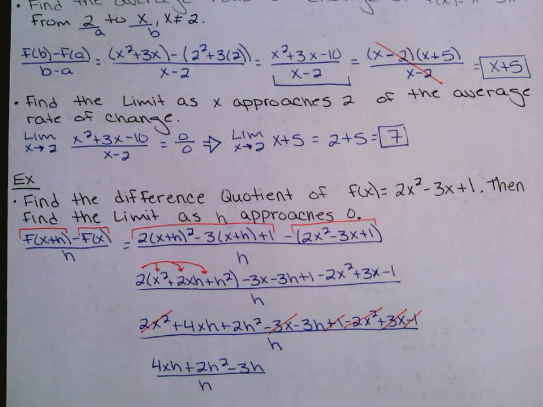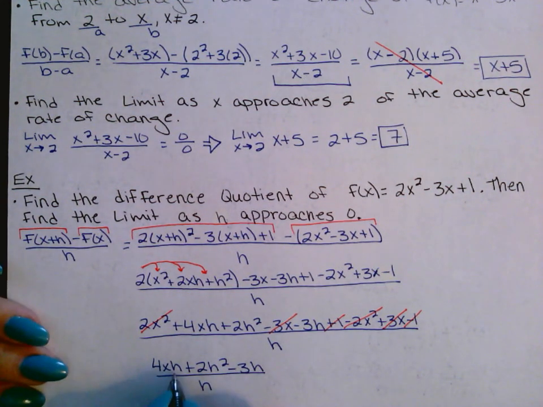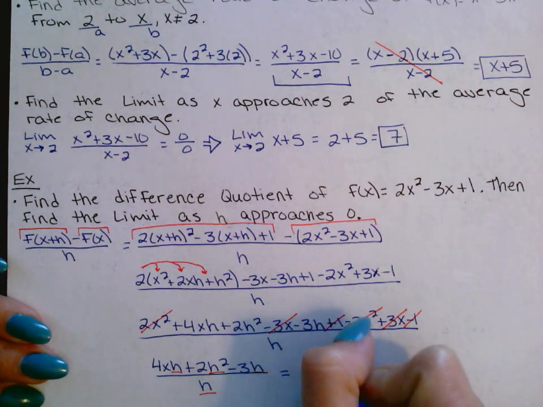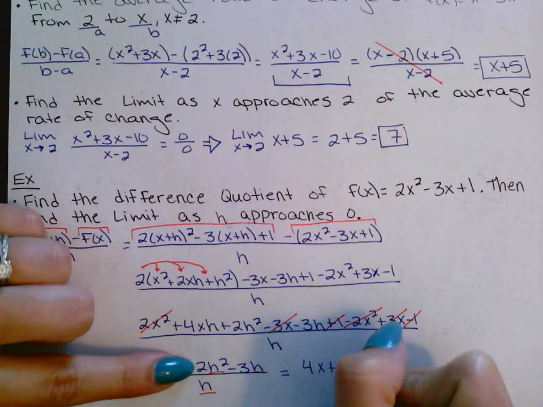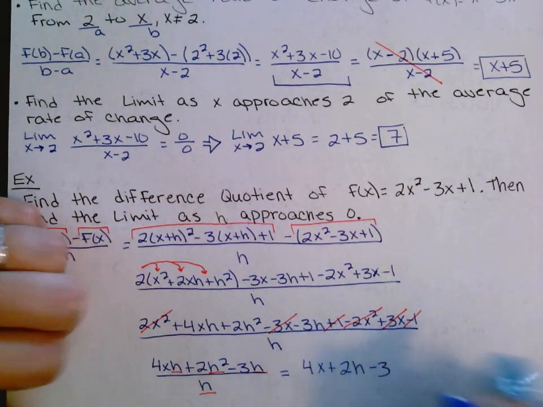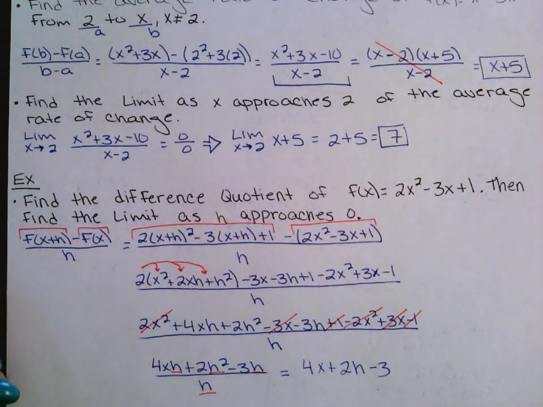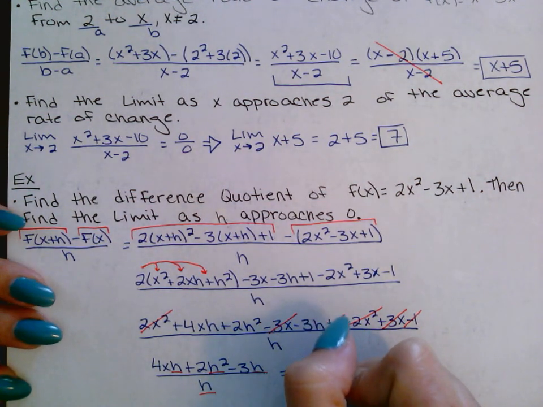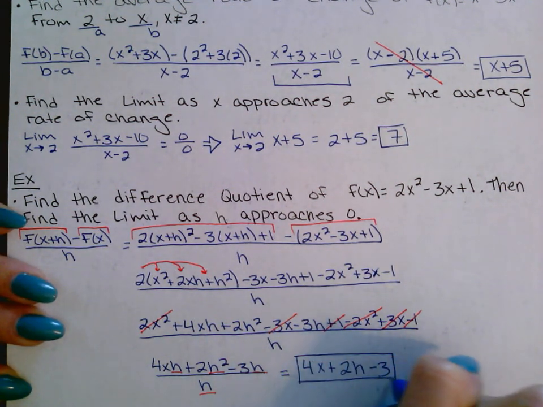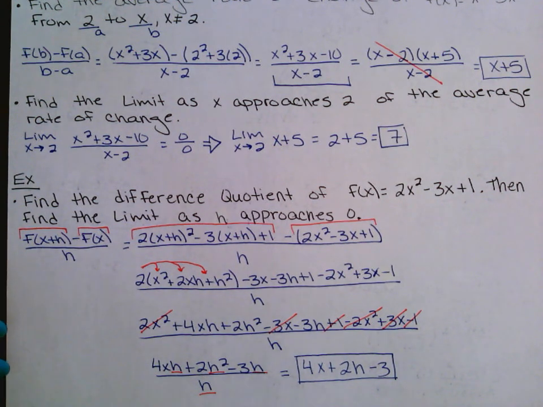And now the really nice thing about this part is that you can catch that every single term has at least one h, which means I could take 1 out of each. This now becomes 4x plus, there's 2 h's here, so I can only take 1 out, 2h, and then minus 3. I took 1 h out of each term. So as of now, this is the answer to my difference quotient. Part 2 of this question said to then find the limit as h approaches 0.